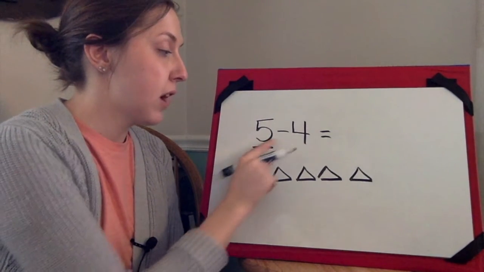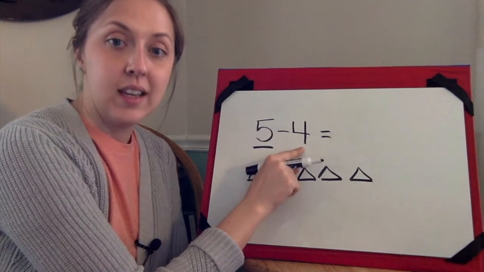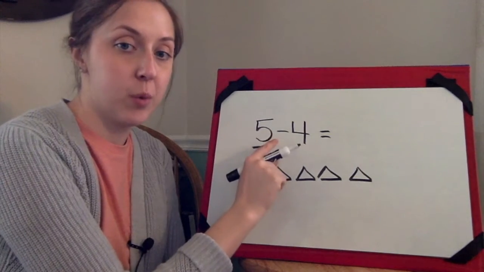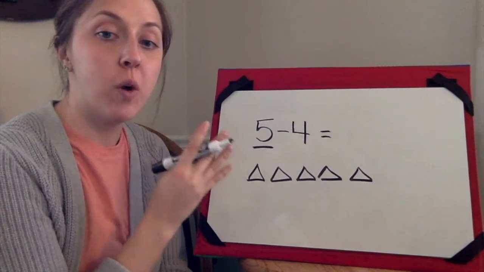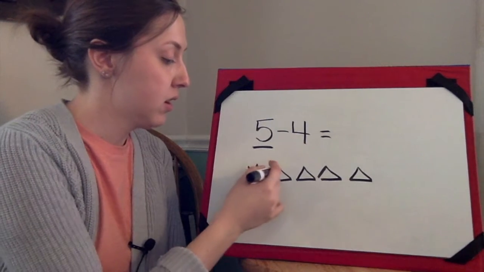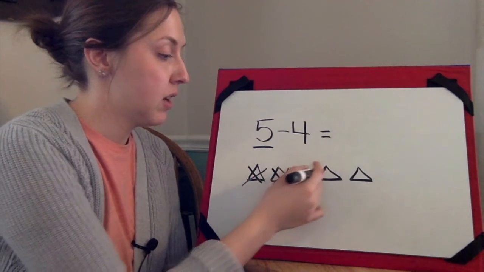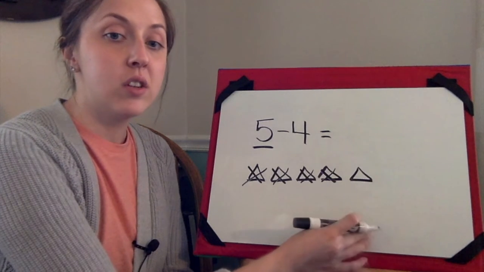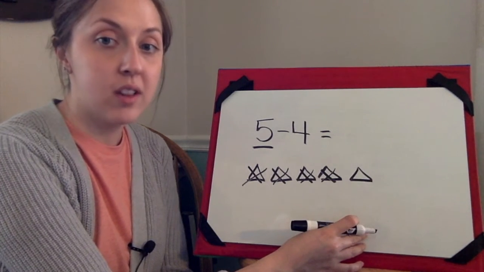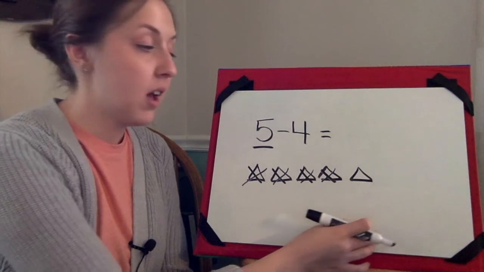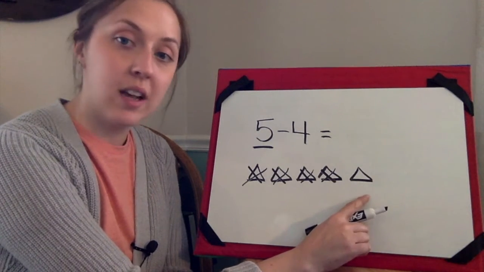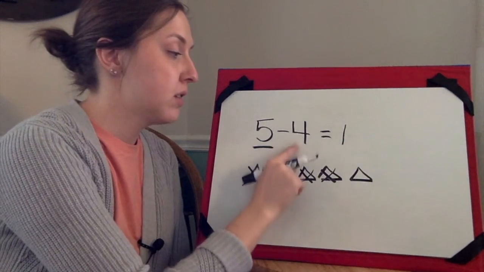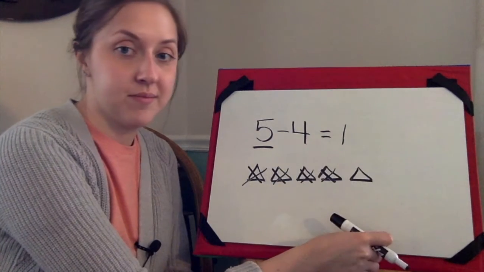This sentence says 5 minus 4. Now, this number is 4. Minus 4 means I'm going to take away 4. So I'm going to put an X on 4 triangles. 1, 2, 3, 4. Now, to get my answer, I need to look at my picture and figure out how many are left without an X. I only have 1 left without an X on it, so my answer is 1. 5 minus 4 equals 1.